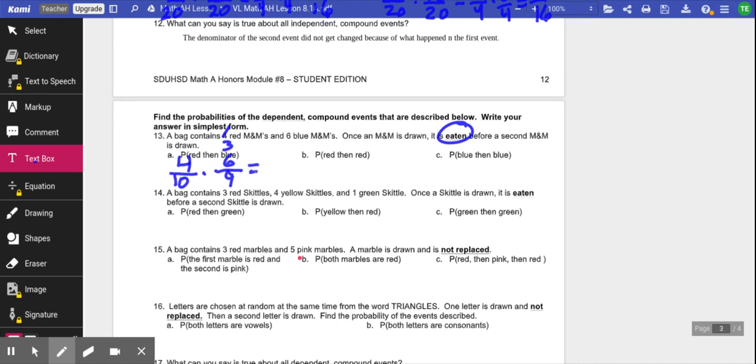So here I am going to reduce. So my 6 and my 9 reduce to 2 over 3. My 10 and my 4 reduce to 2 over 5. And when I multiply that, I get 4/15.